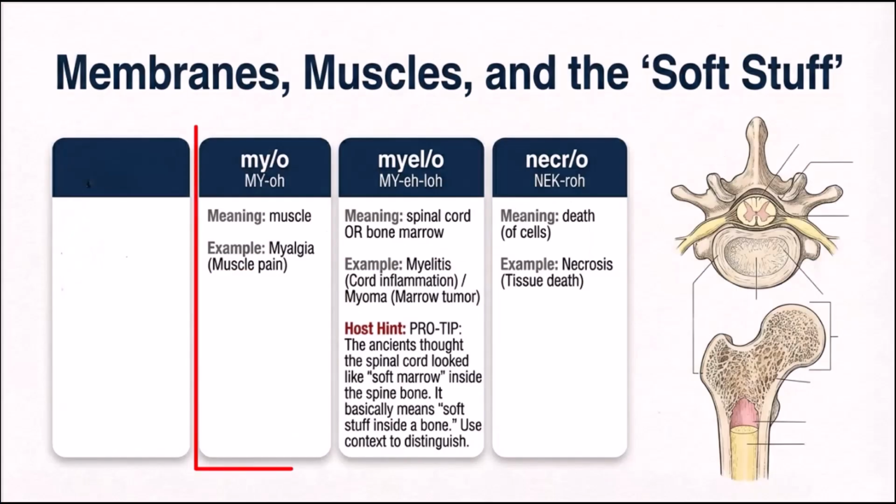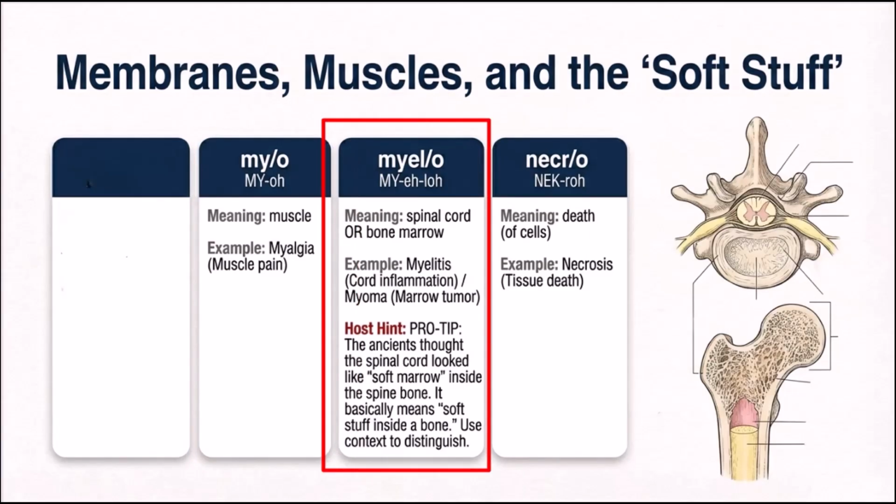Myo. Muscle. And myalgia is muscle pain. Algia means pain. Okay, now myelo. This is another one with a split personality. It is. Its primary meaning is spinal cord. So myelitis would be inflammation of the spinal cord. Correct. But the source material notes it also means bone marrow. Wait, spinal cord and bone marrow?